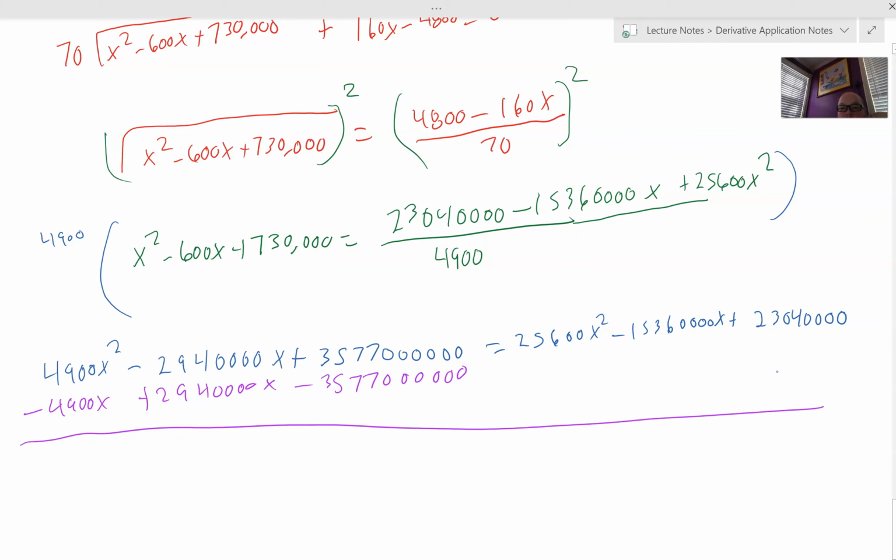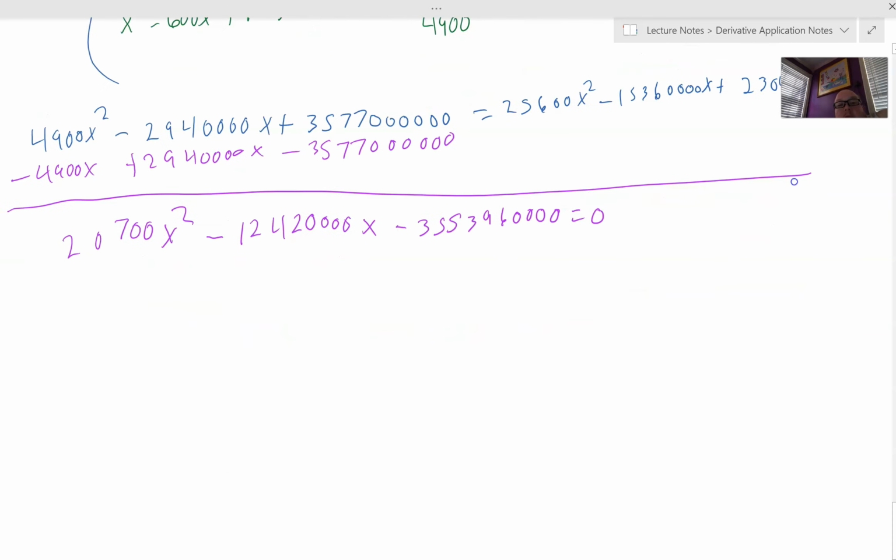All right, so 25,600 minus 4,900. All right, so that's 2,700 x squared, and then the x term and the constant. Now you can reduce this down by 100, which would make calculations go a lot smoother and faster. But we can plug this straight into quadratic formula from here.